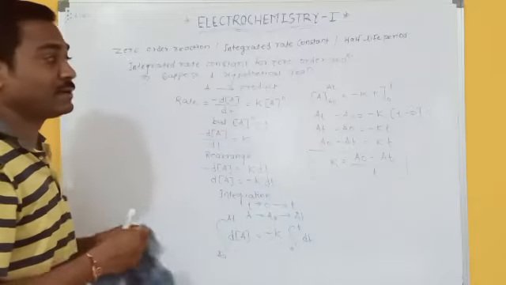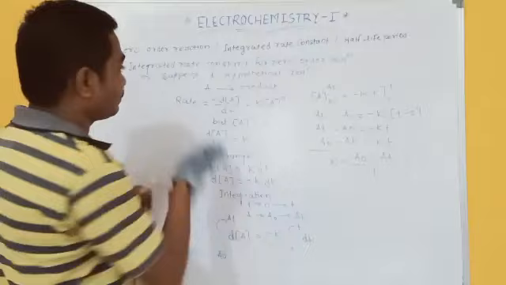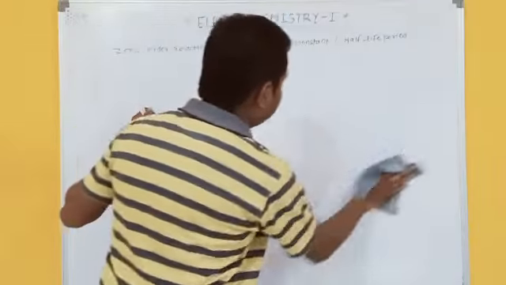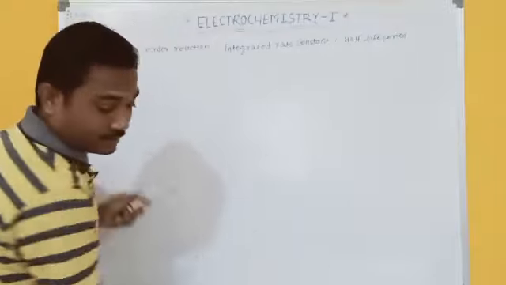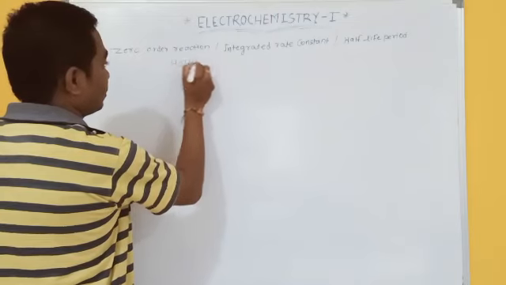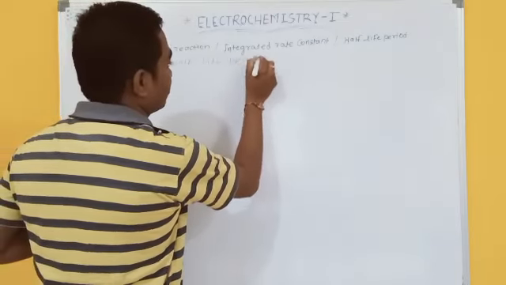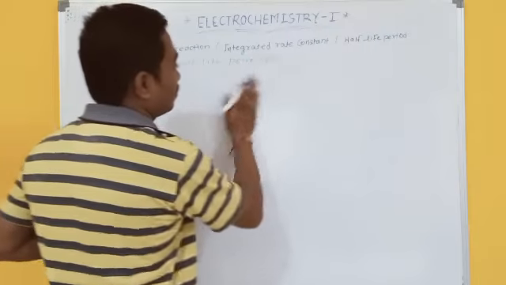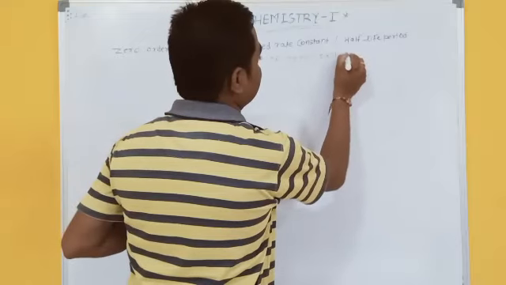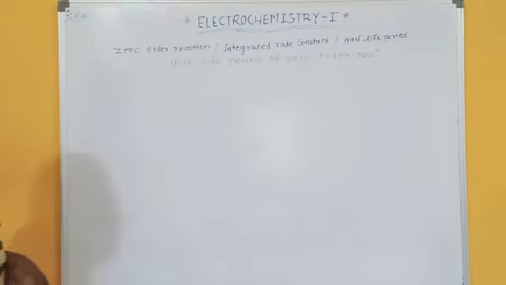From this integrated rate expression, we also calculate the half-life period. Now next is the half-life period of zero order reaction.